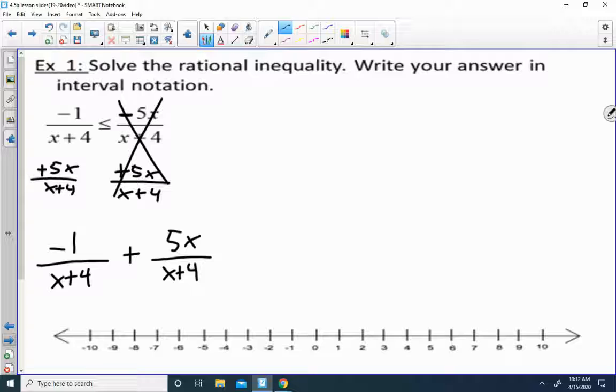So that's all on the left. My inequality, in this case, is going to be less than or equal to. And everything on the right side, as you notice, canceled, so there's nothing left on the right side. So I'm just going to put 0.